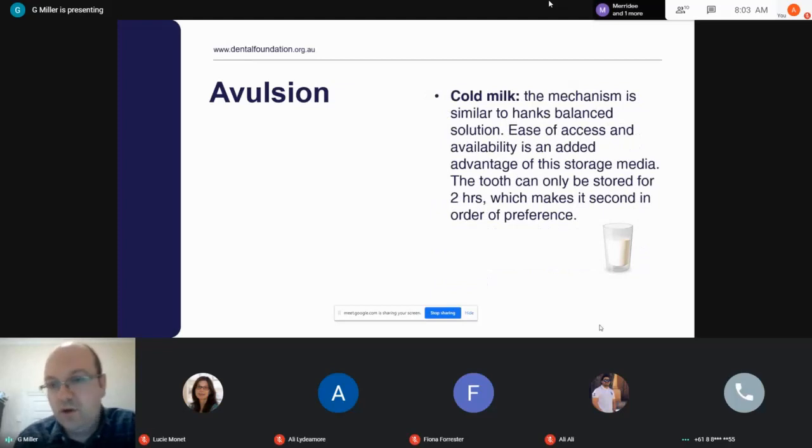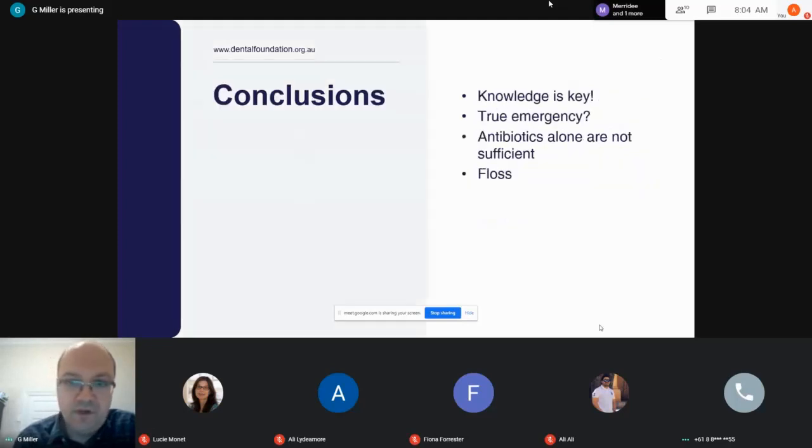Cold milk is very similar to Hank's balanced salt solution. Often teeth can be stored for 1 to 2 hours. So it is the second order of preference, and it is fairly ubiquitous. So it's a preferred option.